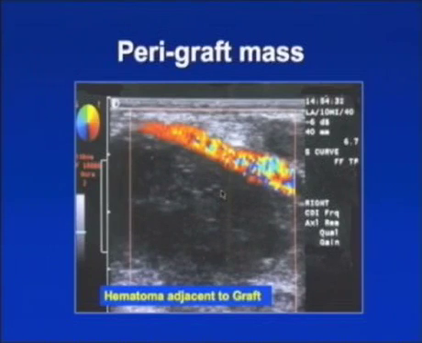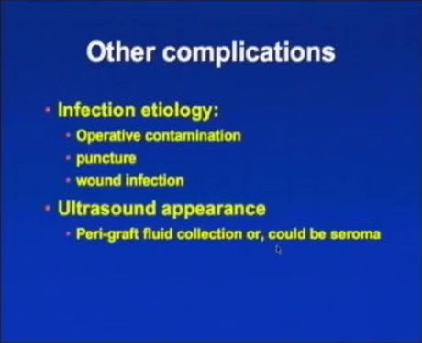So in addition to determining whether this is hematoma versus aneurysm or pseudoaneurysm, we look carefully to determine whether there's any extrinsic compression from these structures on the adjacent vascular arteries or veins. Other complications include infection. This can be of operative etiology or can be caused by the punctures for hemodialysis. Also from wound infection, which is not uncommon for hemodialysis patients. The ultrasound appearance of these infections tends to look like a fluid collection in a mass associated or adjacent to the graft or fistula.